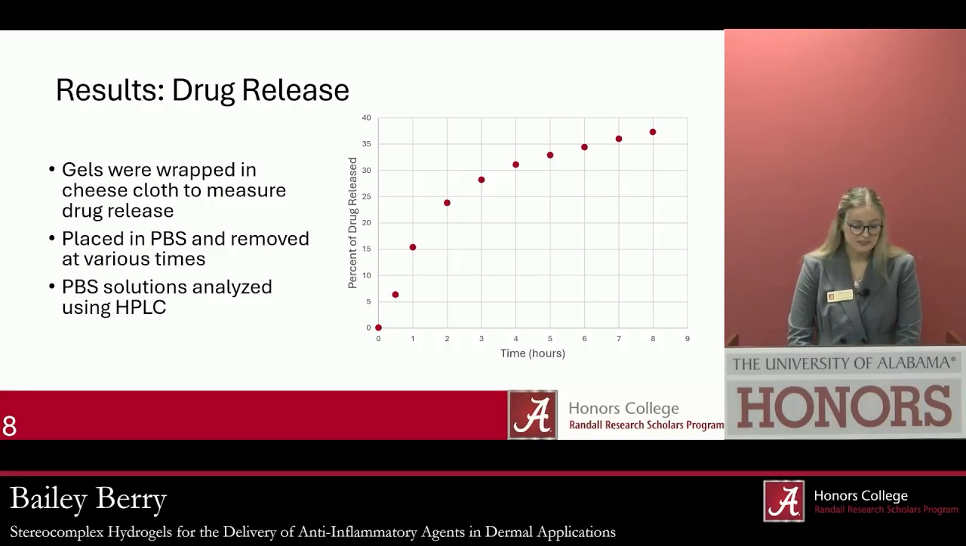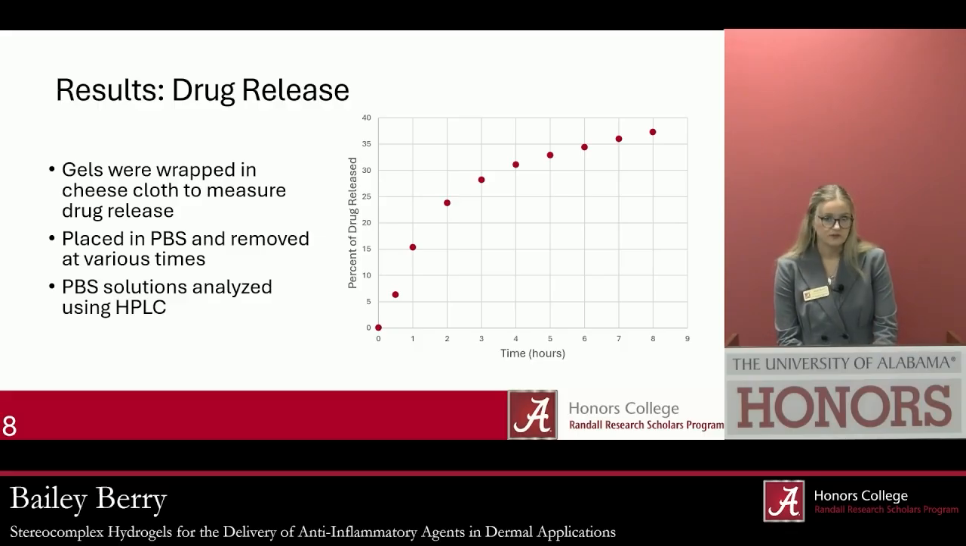Lastly, we had to measure how our drug was released, and we did this by wrapping our gel in cheesecloth to mimic what it would be like actually on the skin. We placed this cheesecloth and wrapped gel in PBS, which is phosphate buffered saline, just a neutral, safe solution to keep the gel stable as it's releasing the drug. And we removed them at various times, ranging from 30 minutes to 8 hours.